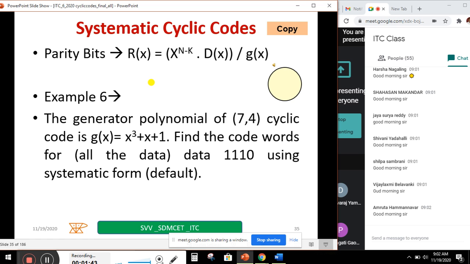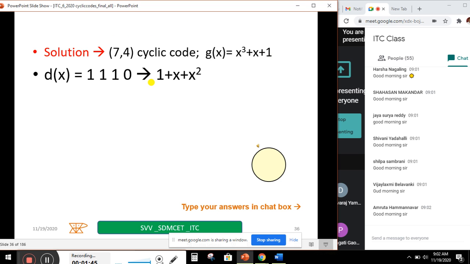Let us start now. Write down the solution. A 7,4 cyclic code is given. g of x is given as x cube plus x plus 1. d of x is given as 1110. That is nothing but 1 plus x square. The x cube term is not there because it is a 0. Write down d of x equal to 1110. In polynomial form we can write 1 plus x square.